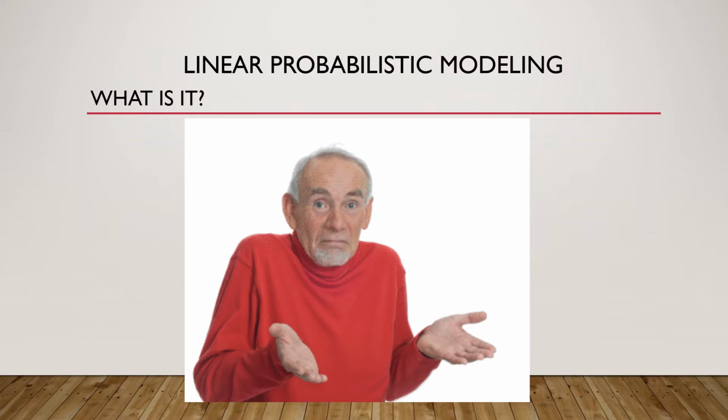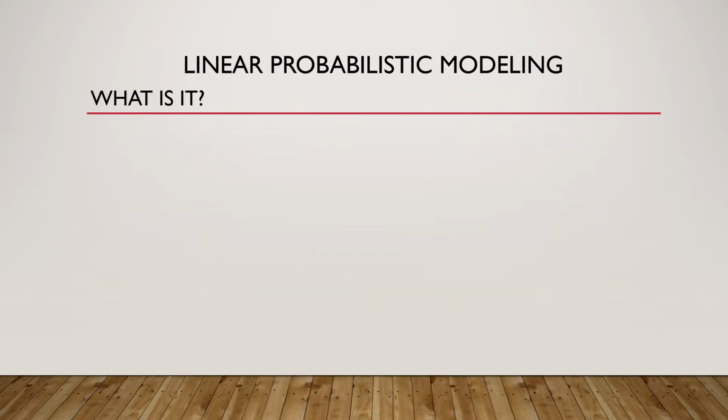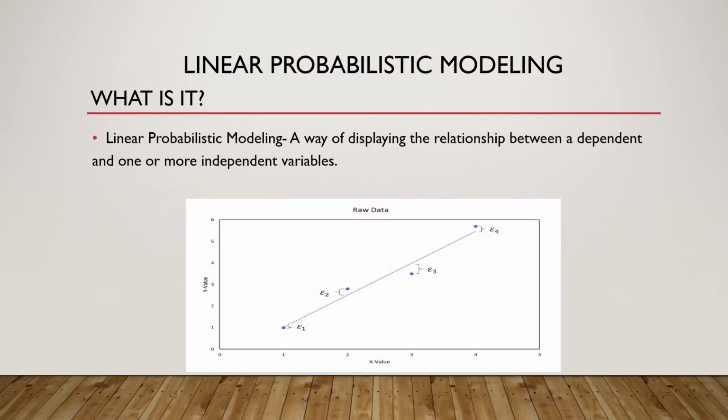Hi, my name's Nate, and today I'm going to talk about linear probabilistic modeling and how we use it in an engineering problem. Well, first off, let's start with a good base of understanding and look at the definition. Linear probabilistic modeling is a way of displaying the relationship between a dependent and one or more independent variables. We use linear probabilistic modeling, or LPM, to make a linear function that we can use to help us predict what is going to happen in the process while accounting for errors.